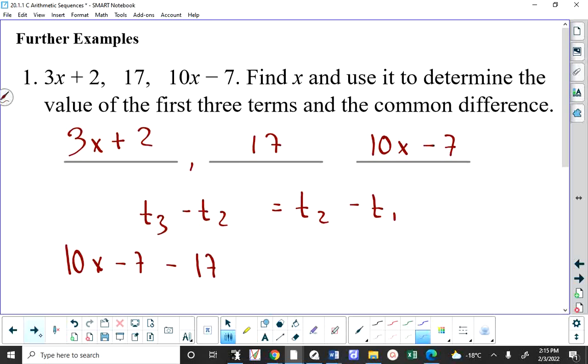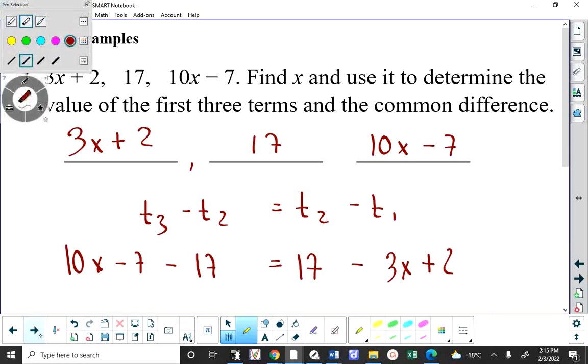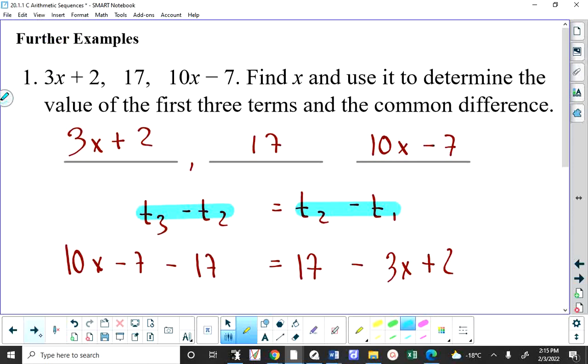And that has to be equal to T2, which is 17, minus T1, which is 3x plus 2. So before I go on, and by the way, there is a mistake on the board that I've put there intentionally, and we'll get to it in a second. Does this idea make sense to you? That the third minus the second term is the common difference, the second minus the first term is the common difference. So the third term minus the second term has to be the same thing, equals the second term minus the first term.